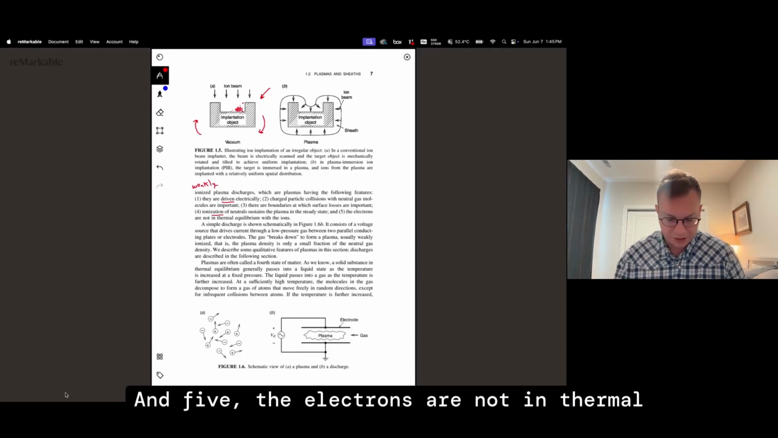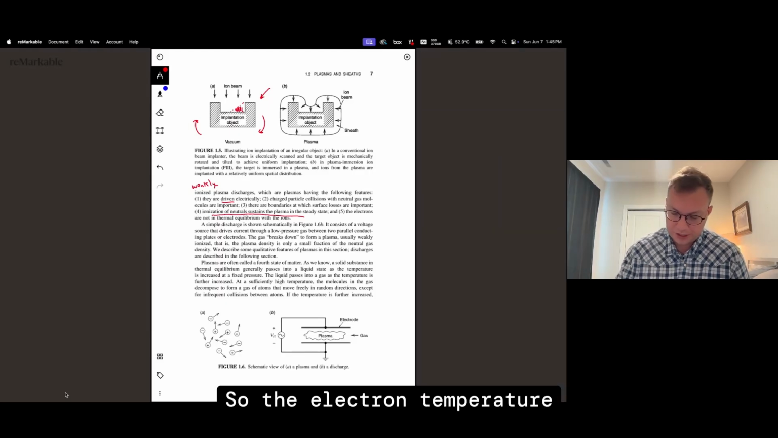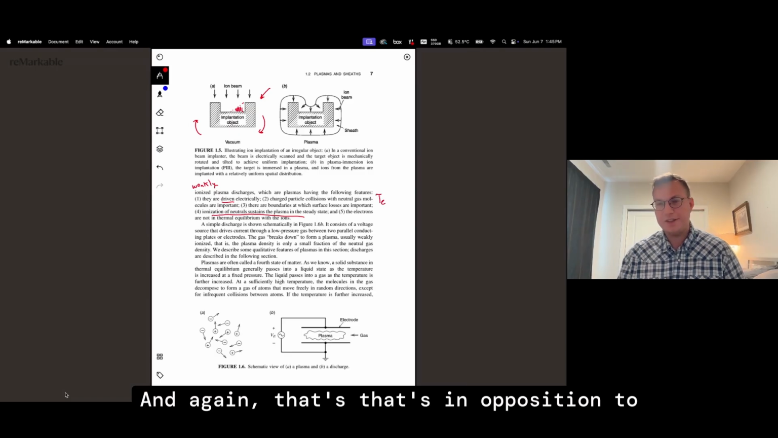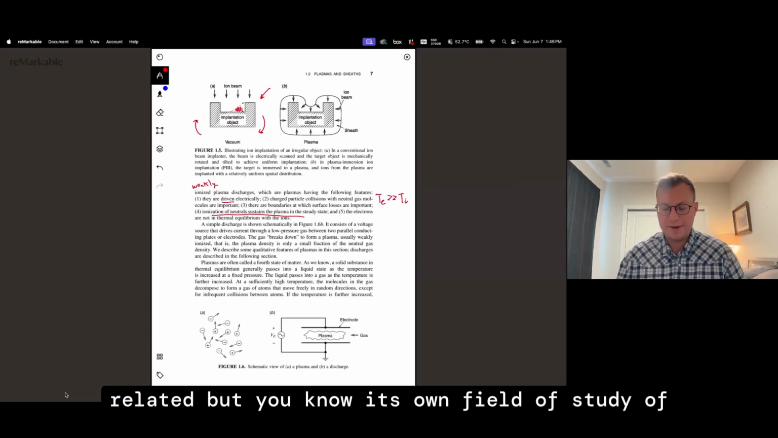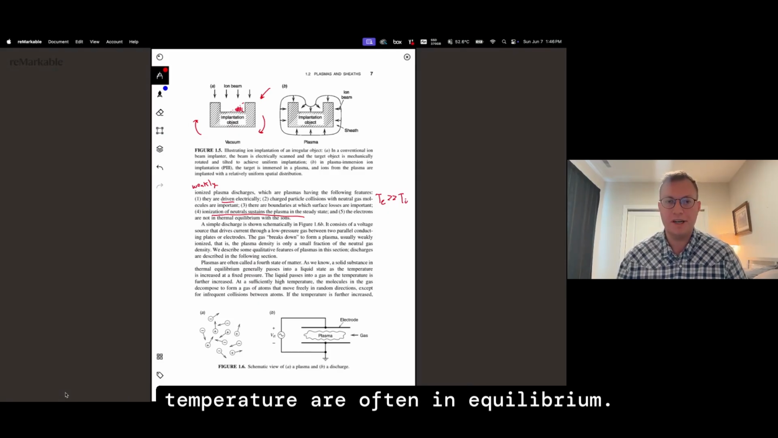And 5, the electrons are not in thermal equilibrium with the ions. So that last one is really important. The electron temperature is going to be much greater than the ion temperature. And again, that's in opposition to a related but separate field of study, fusion plasmas, where the ion and electron temperatures are often in equilibrium.